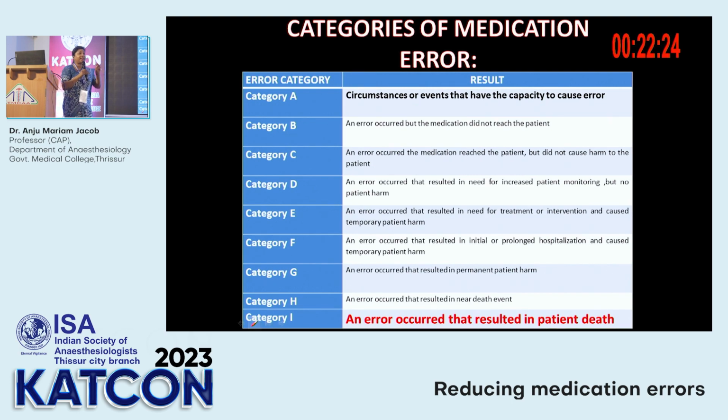So there are a lot of categories of medication error. Can you see this? It is categorized from A to I. And I stands for an error which occurred that caused patient death. So medication error goes in different ways. It starts from circumstances or events that have the capacity to cause error. That is just the circumstance itself. That itself also has to be reported. So it is multiple steps, multiple categories, and I am 100% sure that all of us have fallen into at least one of these categories.